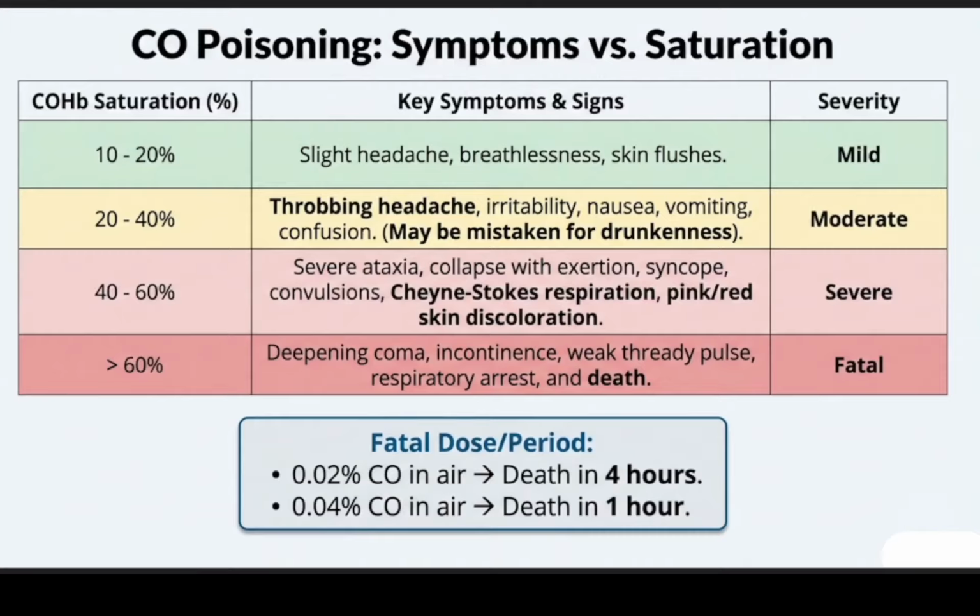Now, if there is some 0.04 percent carbon monoxide in the air, death is going to occur in 1 hour. If it is a little lesser, that is 0.02, then death in 4 hours. But anyhow, death is for sure. Next one, chronic effects and diagnosis.